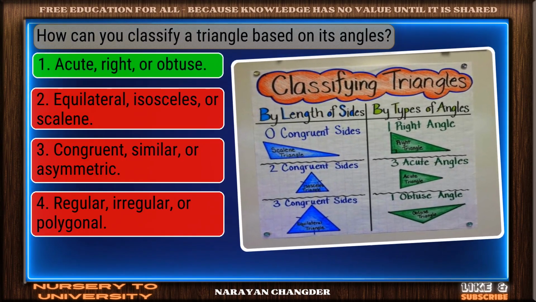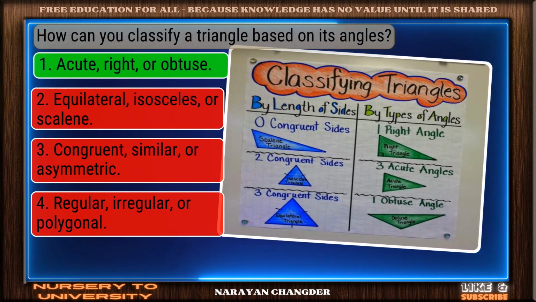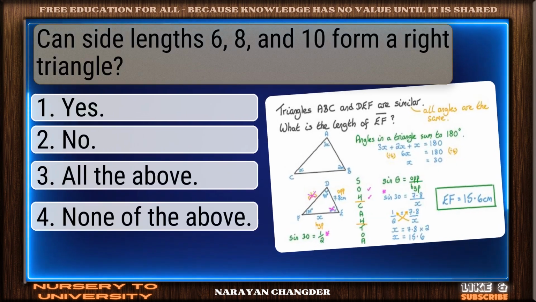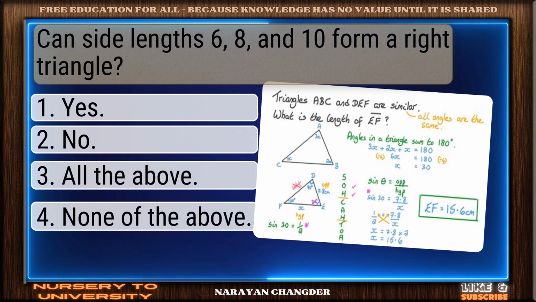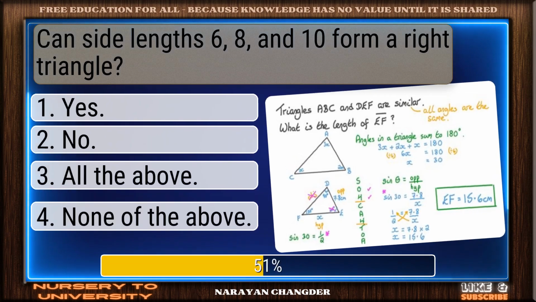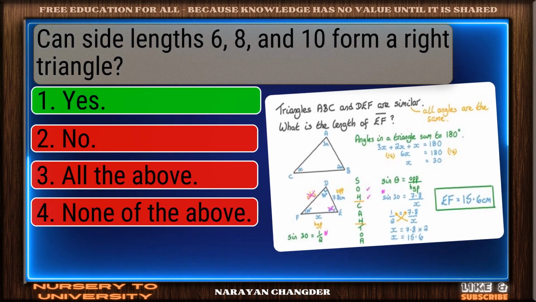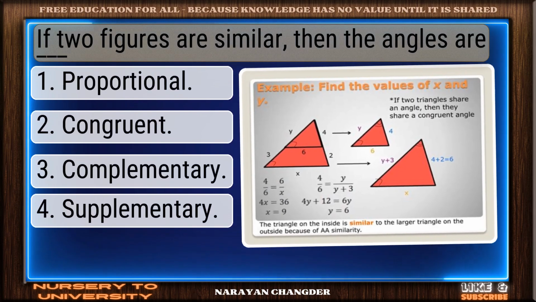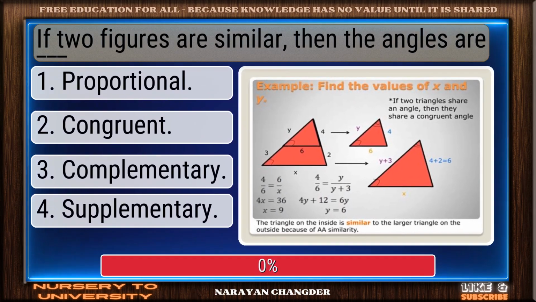Sharp thinking. Acute, right, or obtuse is the right choice. Question number 106. Can side lengths 6, 8, and 10 form a right triangle? Right choice. Yes is the best answer. Question number 107. If 2 figures are similar, then the angles are dash.